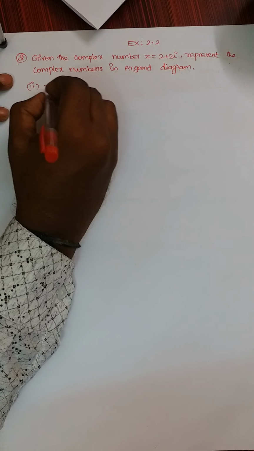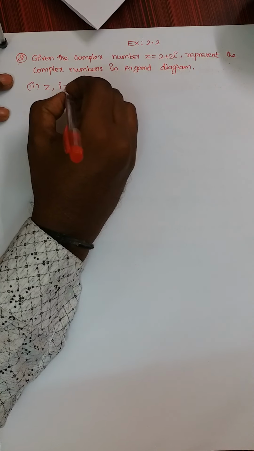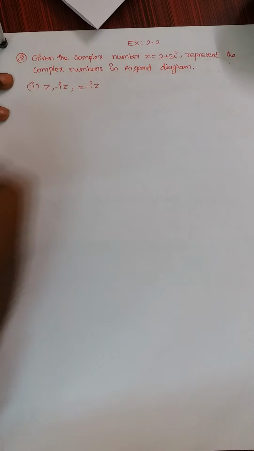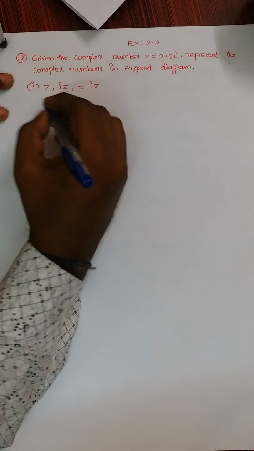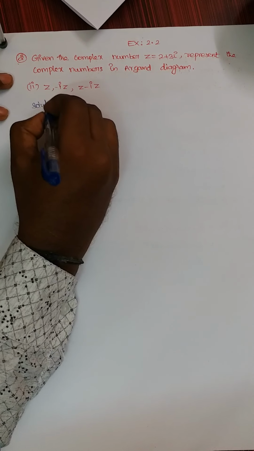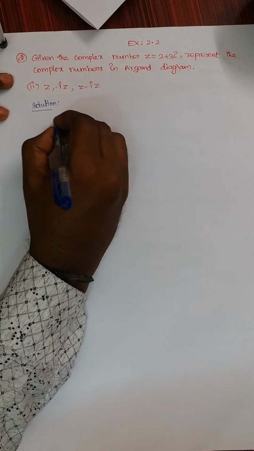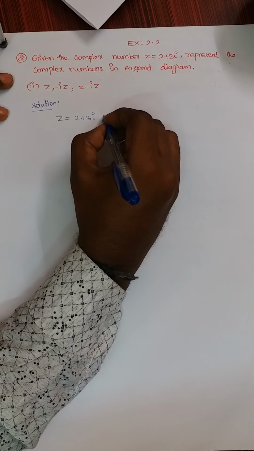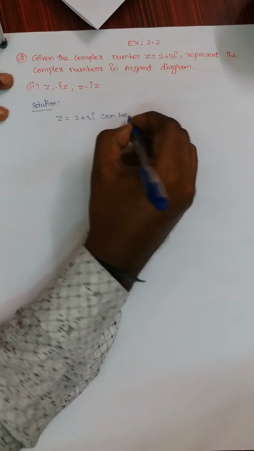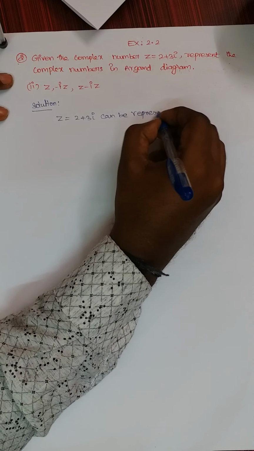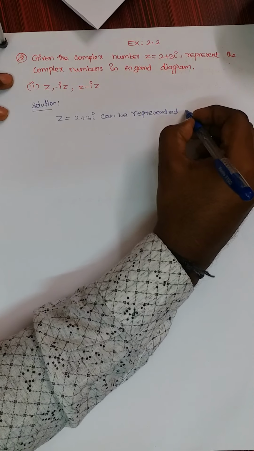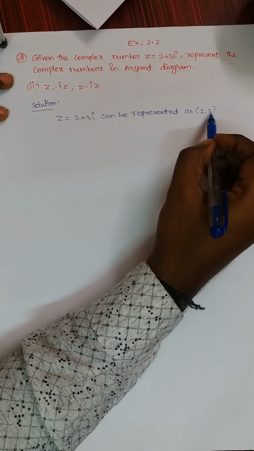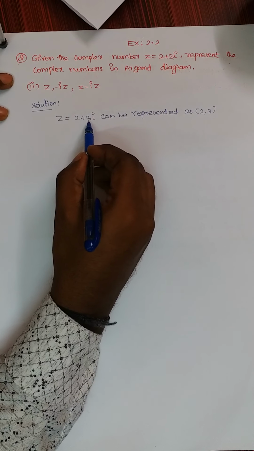Now the second subdivision: z, minus iz, z minus iz. So now I am going to substitute the z value here. So z is equal to what? 2 plus 3i. That can be represented as 2 comma 3. This 2 comma 3 is nothing but the real part 2 and imaginary part 3.